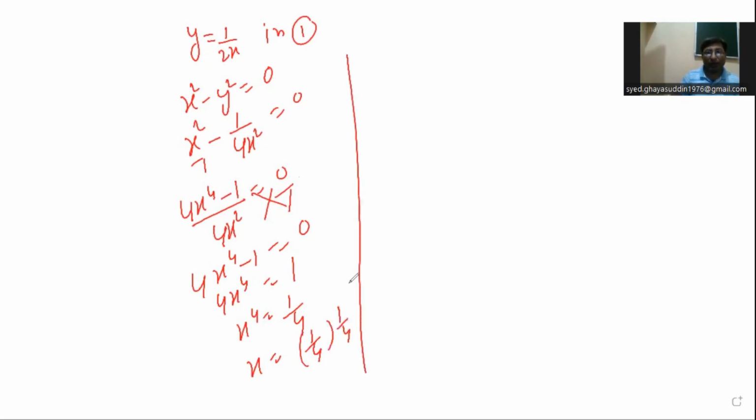Okay. So now we can write x equal to 1 by 2 whole square, and whole to the power 1 by 4. 2 into 2 is 4. So you will get x equal to 1 by 2 to the power half, that is plus minus 1 by root 2. So we get two values of x, 1 by root 2 and minus 1 by root 2.